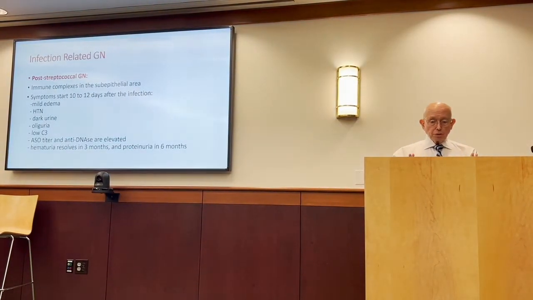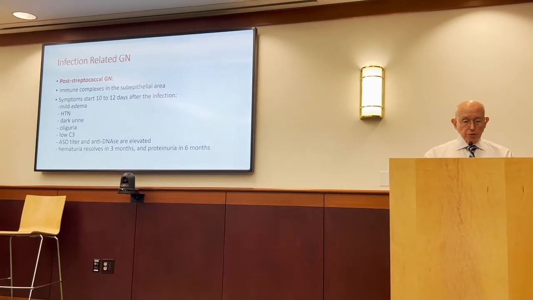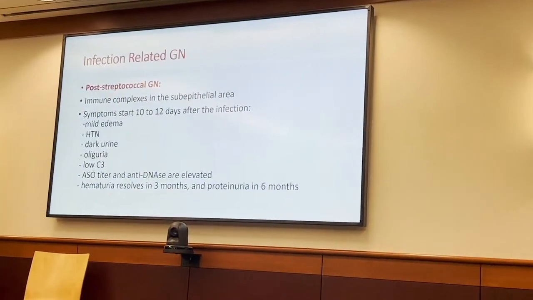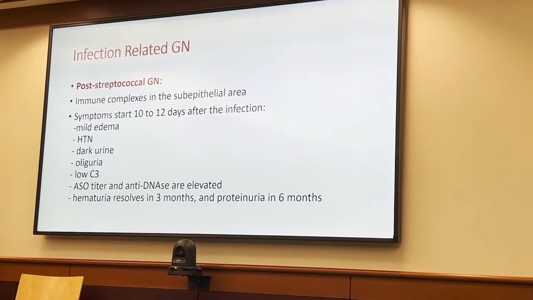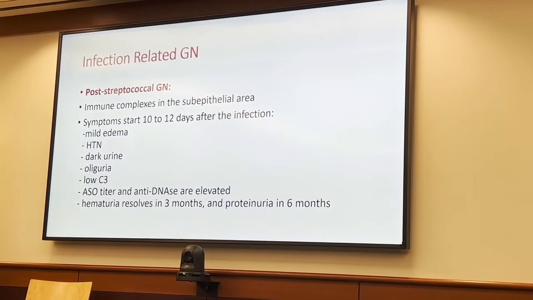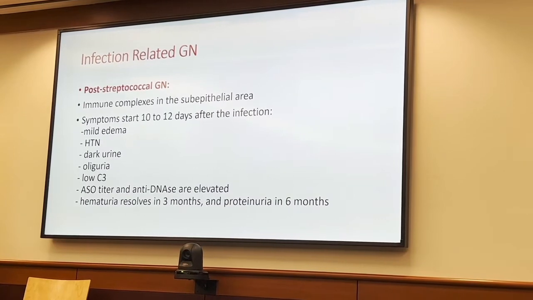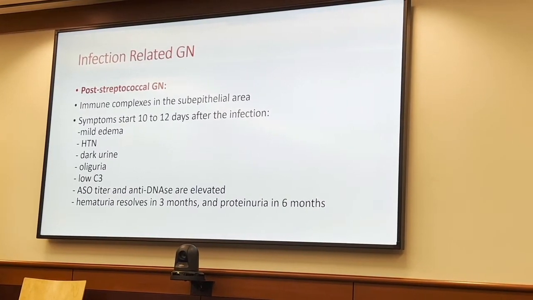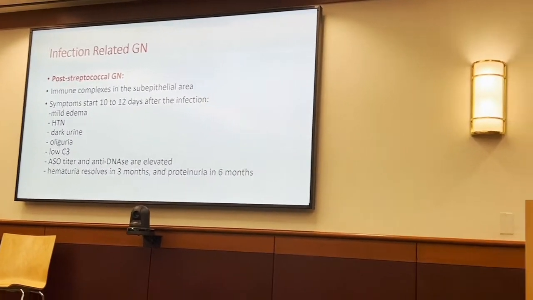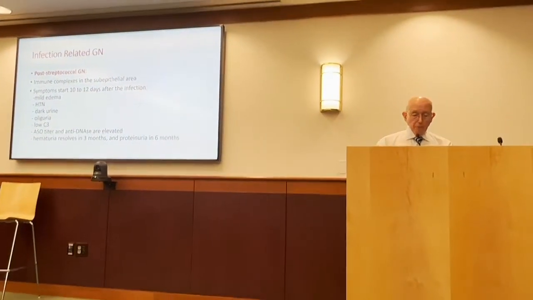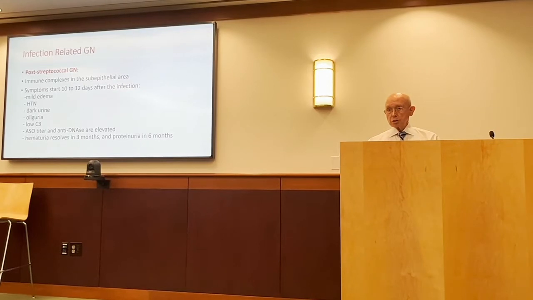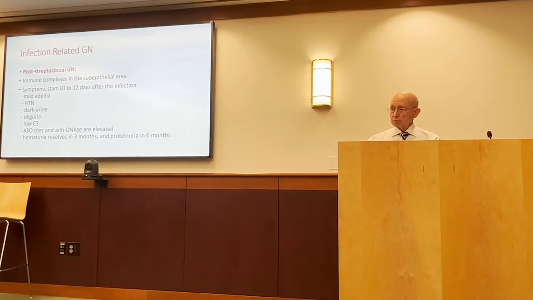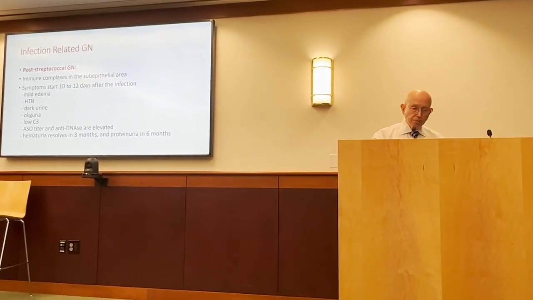So just a little summary of the post-streptococcal. Immune complexes in the subepithelial area. Symptoms start 10 to 12 days after the infection. Mild edema, hypertension, dark urine, oliguria, low C3, ASO titer and anti-DNase will be elevated. Hematuria usually resolves in 3 months and the proteinuria in 6 months. The prognosis is good. Most of these patients resolve.